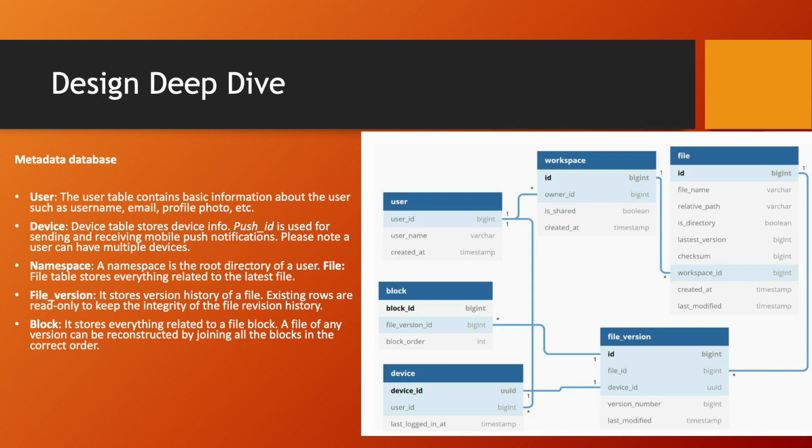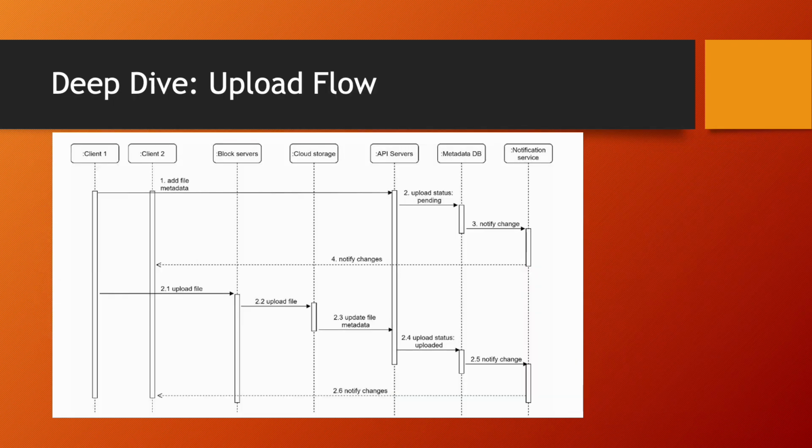Metadata database. User. The user table contains basic information about the user such as username, email, profile, etc. Device. Device table stores device info. Push ID is used for sending and receiving mobile push notifications. Then there's a namespace, which is the root directory for a user. Then there's a file version, it stores versions history of a file, and block, which stores everything related to a file block.